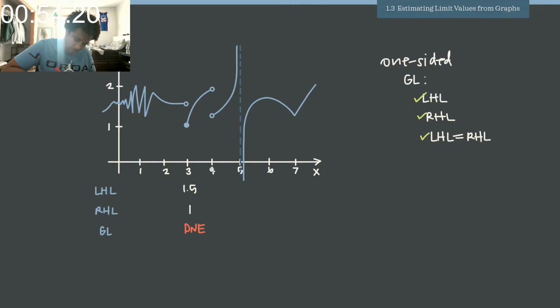Because these 2 values aren't equal to one another, we would say that the general limit does not exist. Similarly here at x equals 4, we would say that the left-hand limit looks like it's about 2, because as we trace the graph from the left-hand side, we're approaching 2. The right-hand limit looks like we're approaching maybe about 1.25, and because these values aren't equal, the general limit here at x equals 4 does not exist.